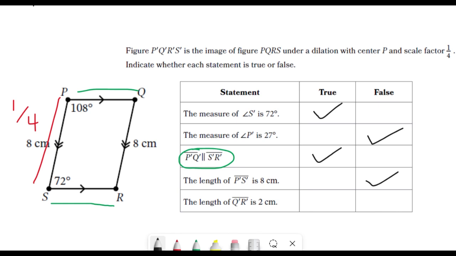So this would be false, which means that our next one, the length of QR prime, which QR is currently 8. So if we take 1/4 of QR, we will get 2 centimeters. So that makes this statement true.